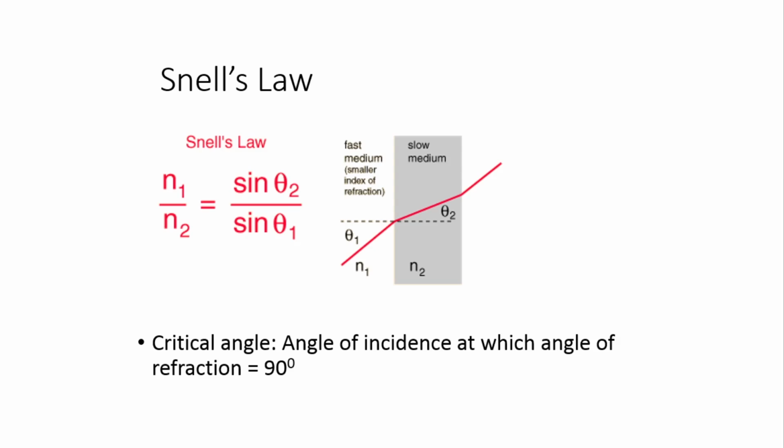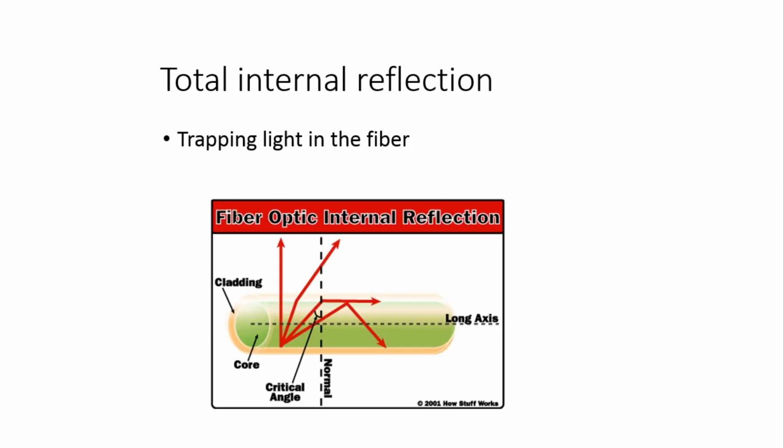Critical angle: the angle of incidence at which the angle of refraction is equal to 90 degrees is called the critical angle. Above this critical angle, total internal reflection takes place. If you observe here, total internal reflection traps light in the fiber.